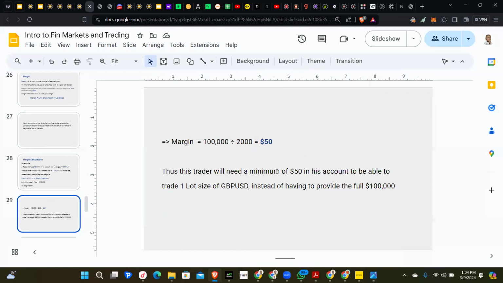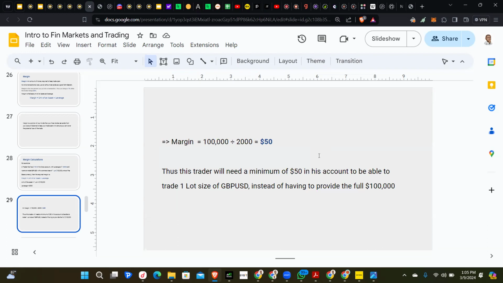So this trader will need to have a minimum of $50 in his account to be able to trade 1 lot of GBP/USD. Now, instead of having to provide the full amount, this is the power of leverage. With just $50, you'll be able to trade the same asset as somebody that has $100,000.